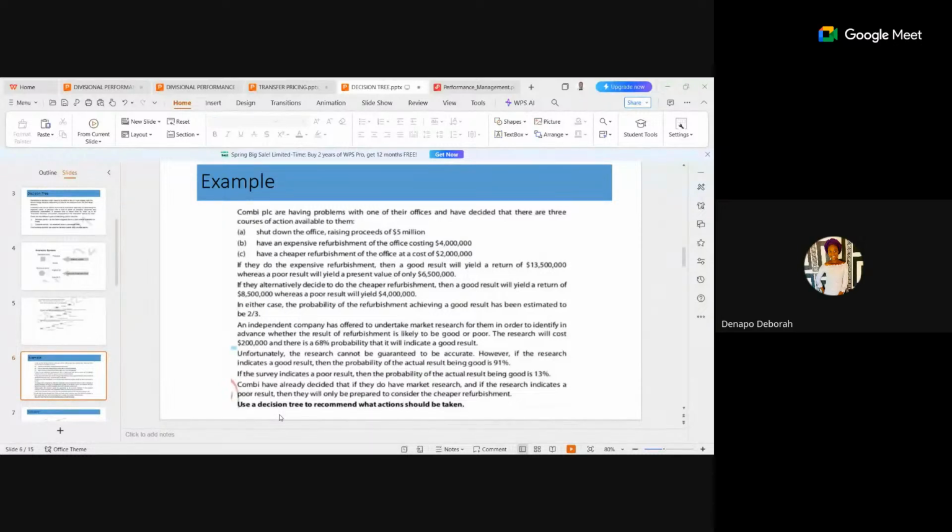Combi have already decided that if they do have market research and if the research indicates a poor result, then they will only be prepared to consider the cheaper refurbishment. Use a decision tree to recommend what actions should be taken.